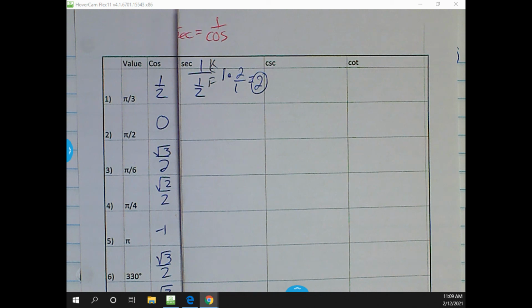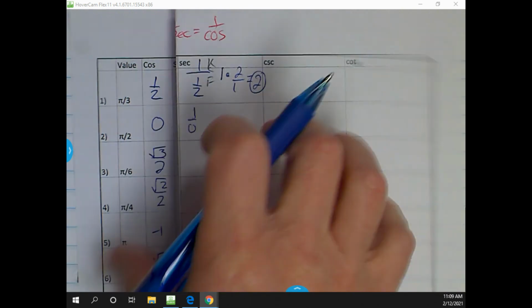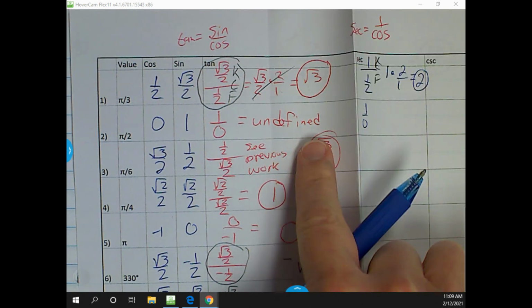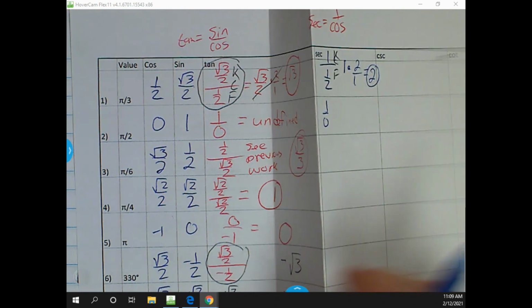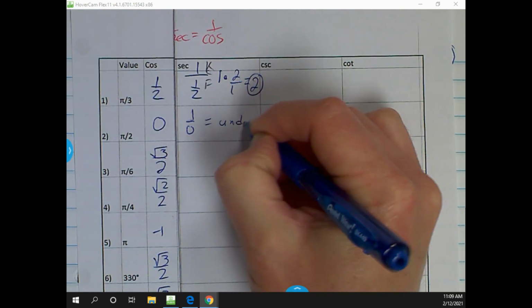All right, second one gets really easy, because it's 1 over 0. Well, we just did that right here, right, for tangent. We know that 1 over 0 is undefined, so we don't have to work this one out, because we just did it. We know that is undefined.